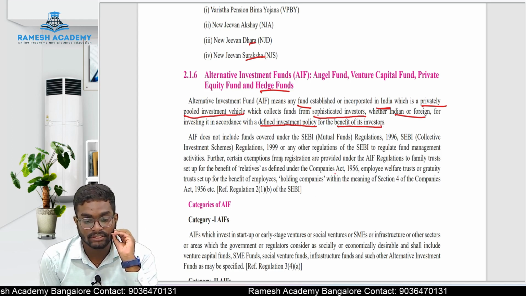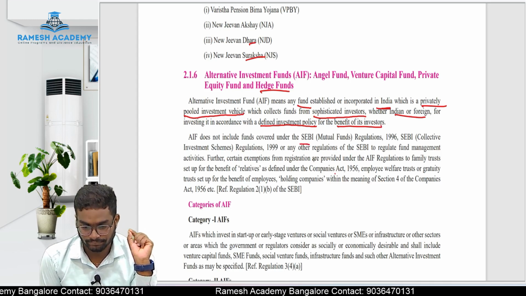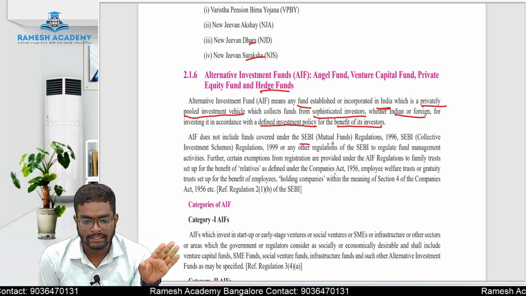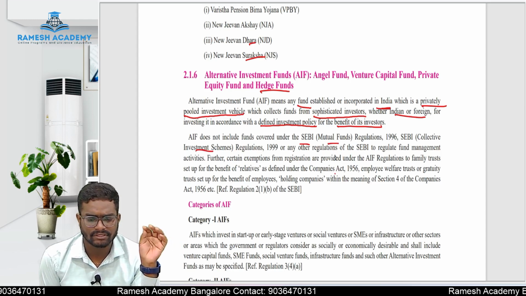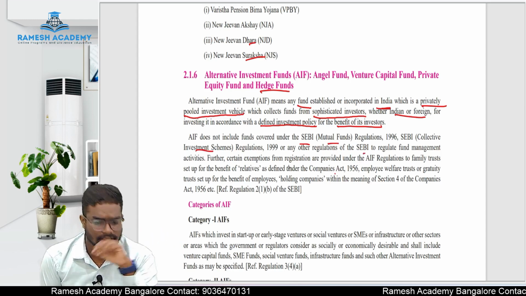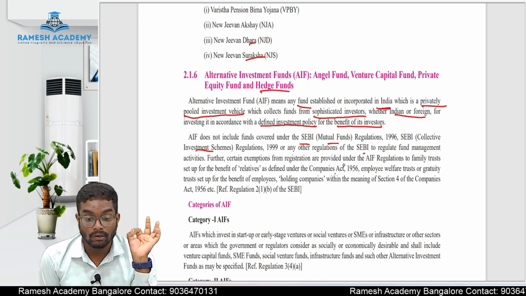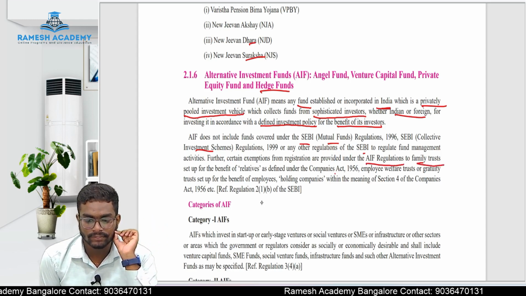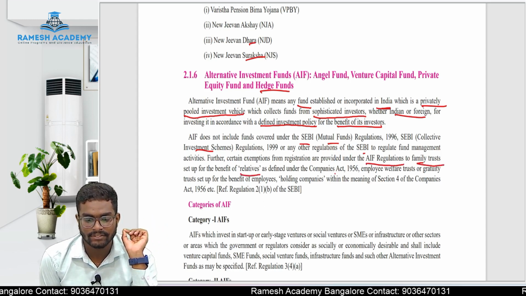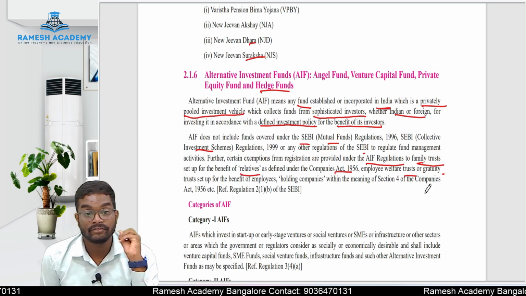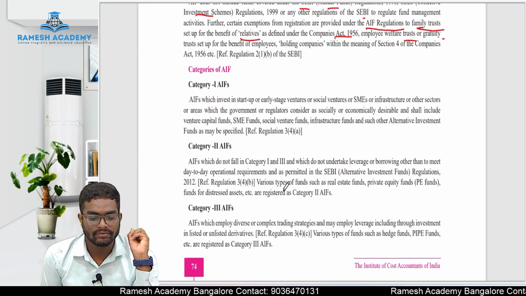AIF does not include funds covered under SEBI regulations related to mutual funds, collective investment schemes, or other regulations of SEBI to regulate fund management activities. Further, certain exemptions from registration are also provided under AIF regulations, mainly to family trusts set up for the benefit of relatives as defined in the Companies Act, employee welfare trusts, gratuity trusts, etc. These are exempted or not included in AIF. So we'll see what are the categories.